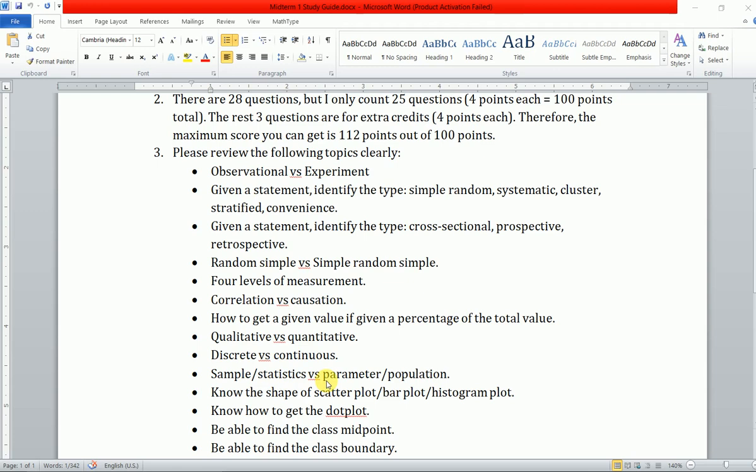Now, sample statistic and parameter versus population. Remember, S goes with S, P goes with P. So sample is just a group of data from your population. Population is the whole thing. Sample is just a small area of the population, and statistic is the key element to describe that sample, and parameter is the key factor that represents the whole population.